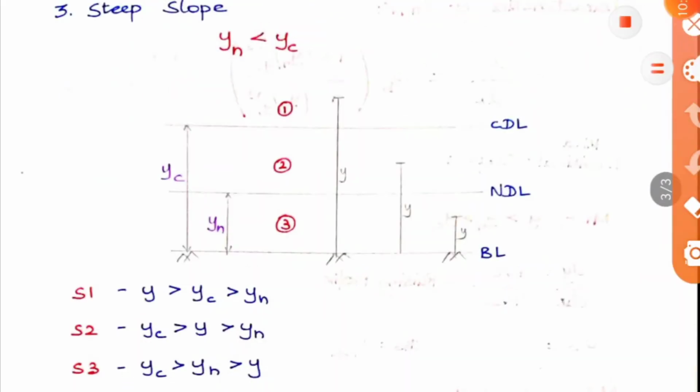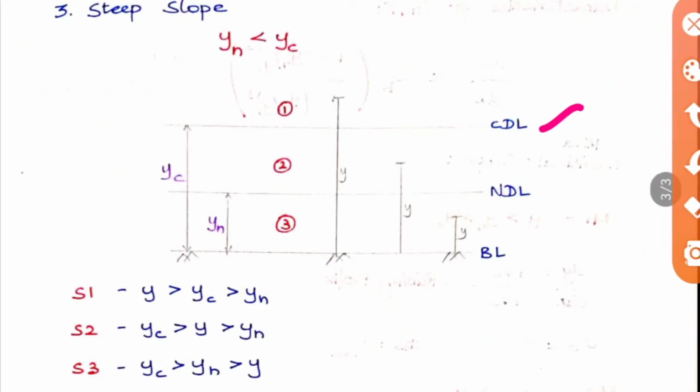The third category we are going to see is the steep slope. In steep slope, yn will be less than yc, so here we got CDL greater than the NDL, and here also we take 3 points. If you take the first point, you can categorize it as S1 where y is greater than yc, which is greater than yn, and the second point S2 where yc is greater than y greater than yn, and the third point, this point, yc will be greater than yn, which is greater than y. So these are the three categories we can take, S1, S2 and S3.